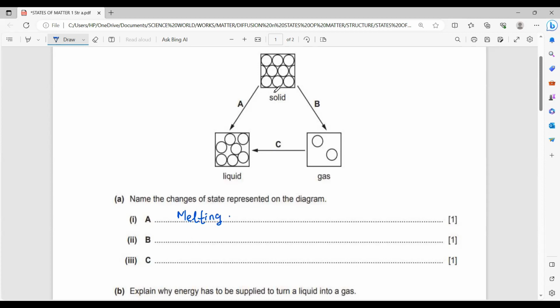Now your B is from solid to gas, and that's sublimation. And finally, your gas to your liquid is condensation. So let's check again. Your gas to your liquid, condensation. Your solid to your gas, sublimation. Then your solid to your liquid is melting.